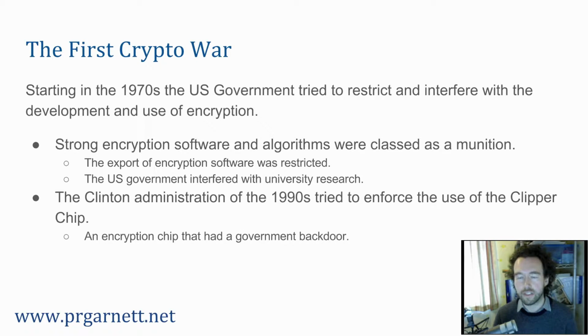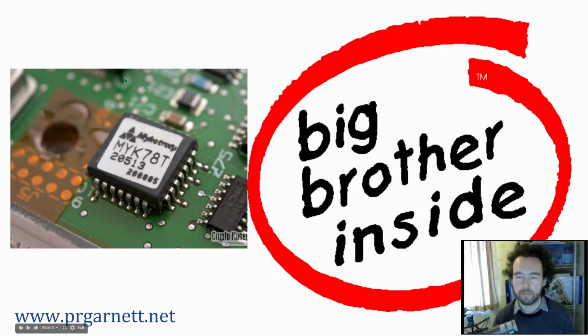And interestingly, the Clinton administration in the 1990s tried to enforce the use of this thing called the Clipper chip. This was a government-authorized encryption chip that also had a backdoor which allowed the government to decrypt anything that was encrypted using it. This is what the Clipper chip looked like, and it would actually be physically put into things like mobile phones and other technology that used encryption. And of course this led to this notion of Big Brother inside. If you're familiar with the Intel logo, then you can see this as a riff on that.